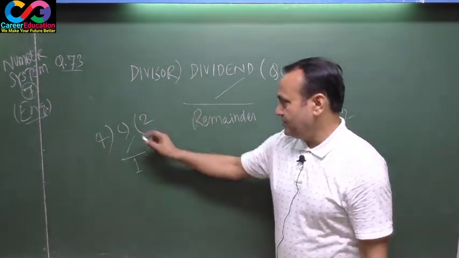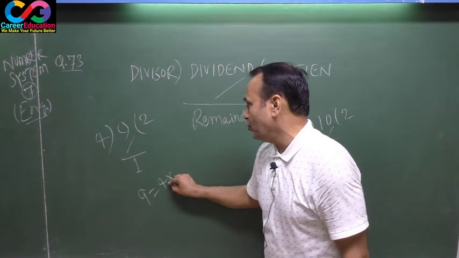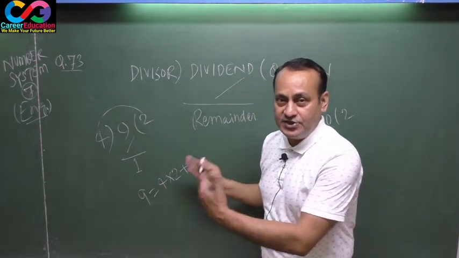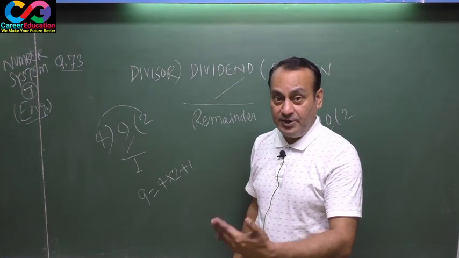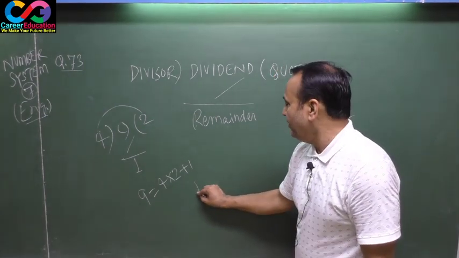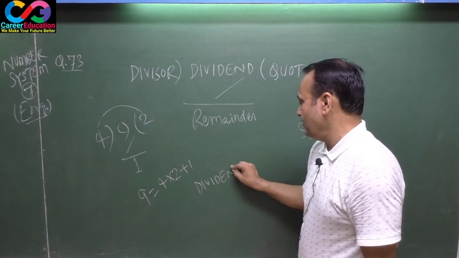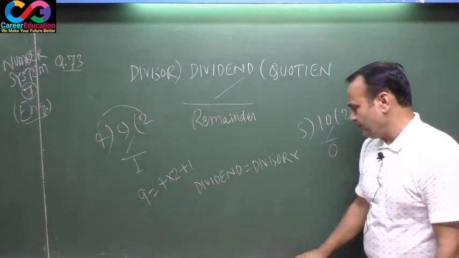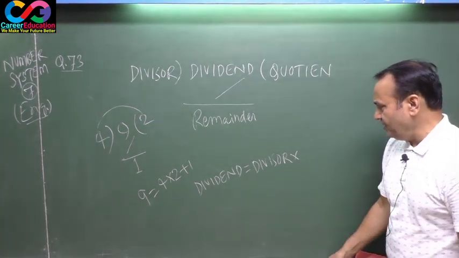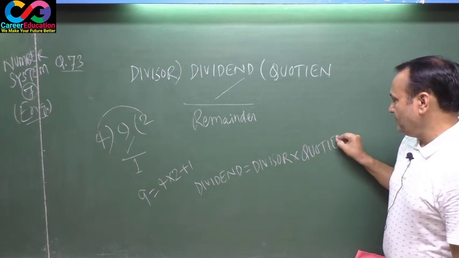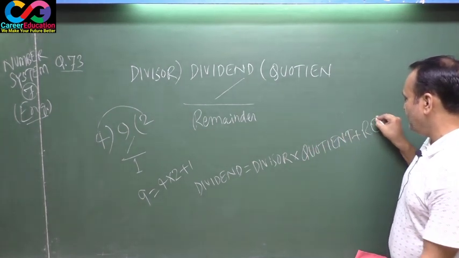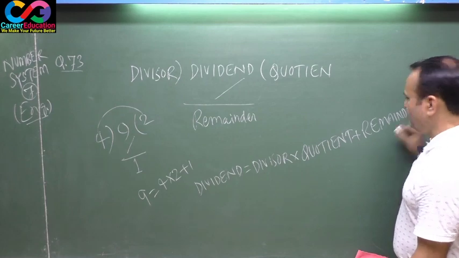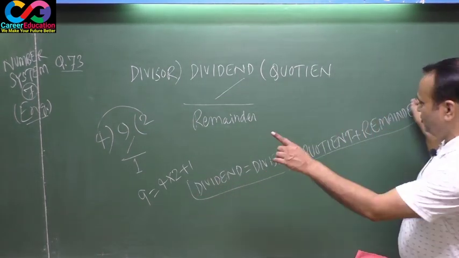You can write 9 equals 4 into 2 plus 1. This is your formula. This will be defined in terms like this: Dividend equals divisor into quotient plus remainder. You must note down this formula. This is your one formula based upon this situation.